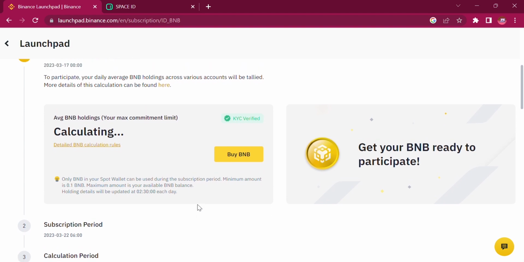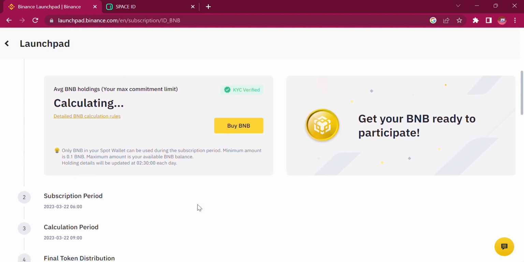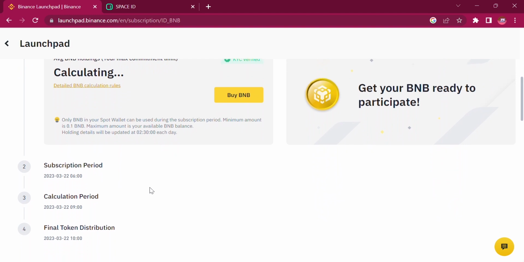Now, with this out of the way, after the calculation period is done, on the 22nd, we have the subscription period. During the subscription period, for eligible users, you will have a 3 hour period, and during this period you can commit your BNB, which will be locked, and you will not be able to redeem it or do any other thing during this period until the final token distribution.